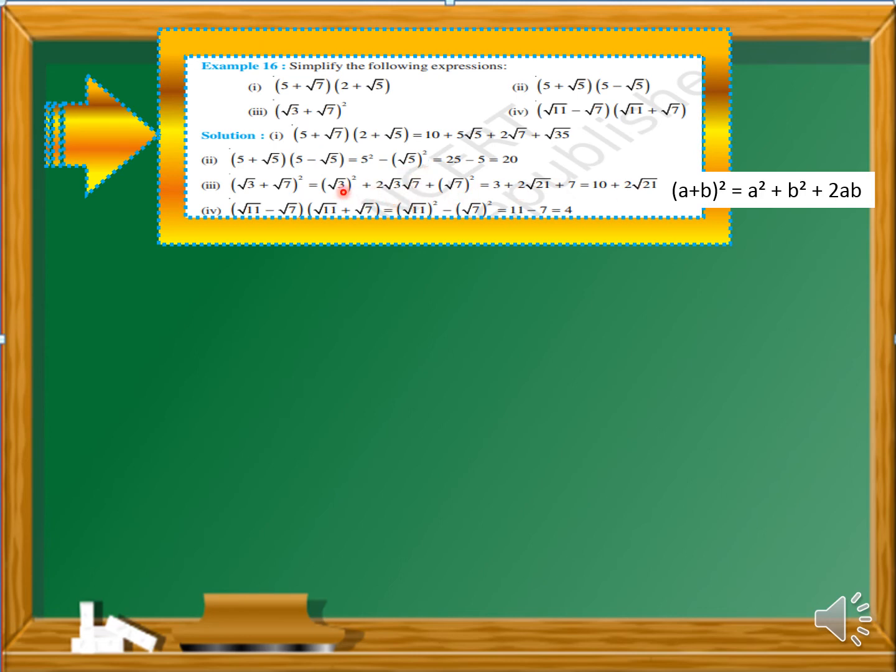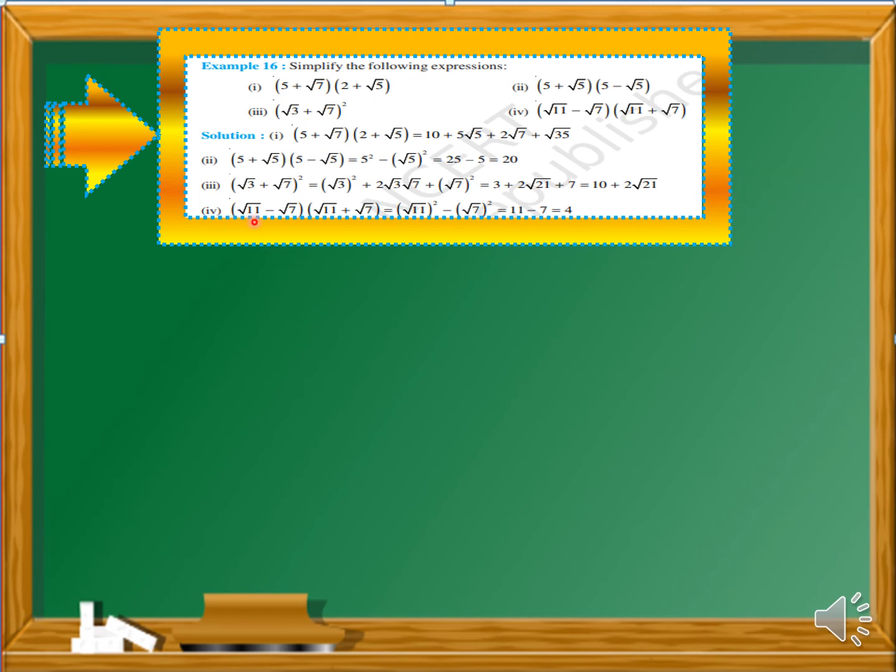That is what? √3 into √3 we get 3. √7 into √7 we get 7. 2 into √3 into √7 we get 2√21, because √3 into √7 is equal to √21 and 2 remains the same. So 3 plus 2 cannot be added because 2 is the product of √21. So 3 plus 7 is equal to 10 and 2√21 remains the same. So this is the answer for the third subdivision.